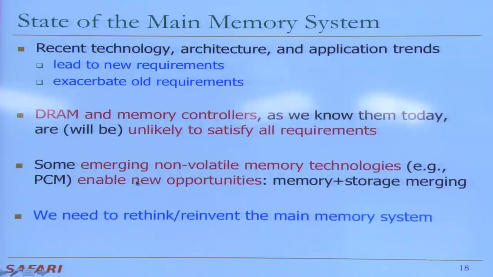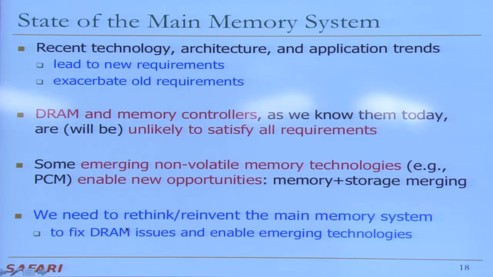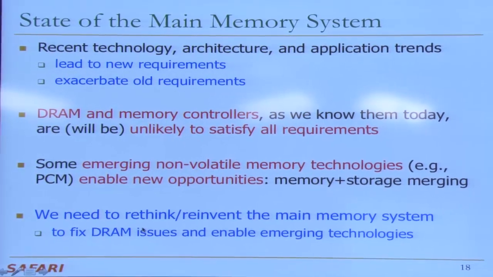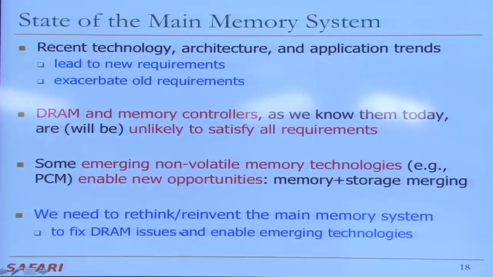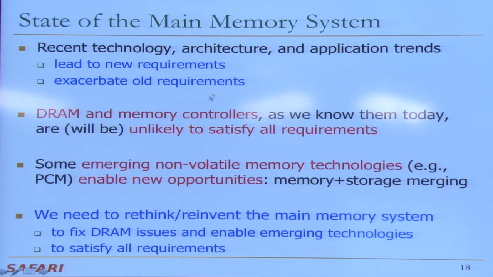So given this, we're at a point in computer architecture where people are already rethinking or reinventing the main memory system, because things are not scaling as well. The goal is to fix the issues that we're having with DRAM, one of which you're already familiar with, I'll repeat that again, and enable some of these emerging technologies while satisfying all of these requirements.